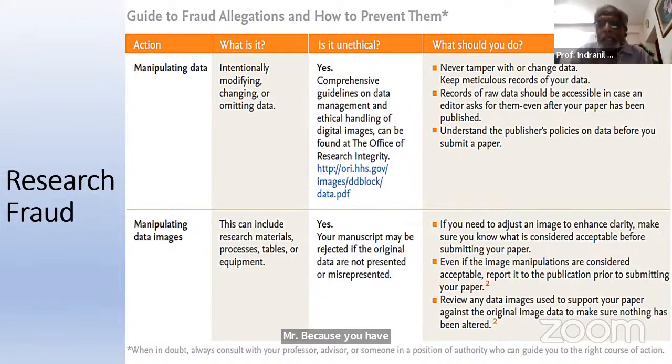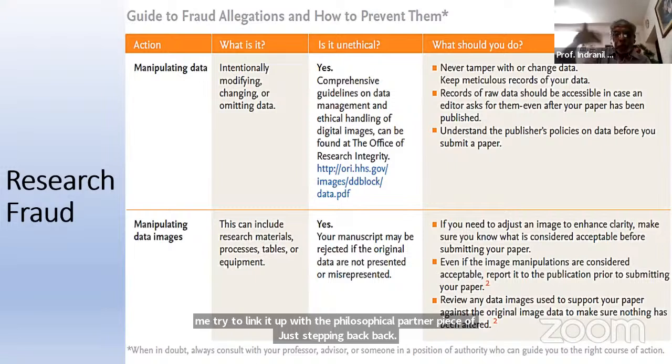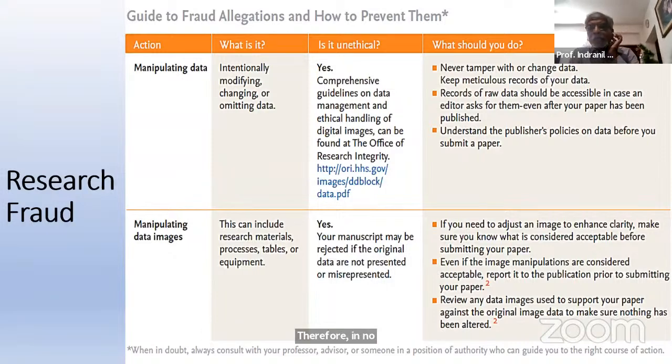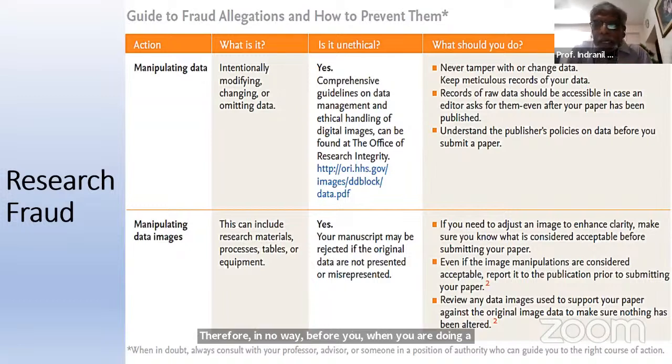Again, let me try to link it up with the philosophical part, the presupposition. The stepping back part, you should have stepped back and figured out what to do, how to plan. You see, philosophy is an activity, and that activity involves a lot of planning also. Therefore, in no way, when you are doing empirical research, before you have actually gathered data, before you have actually analyzed data, before you have actually interpreted the analyzed data, are you in any position to say what would be your inference, what would be your conclusion.